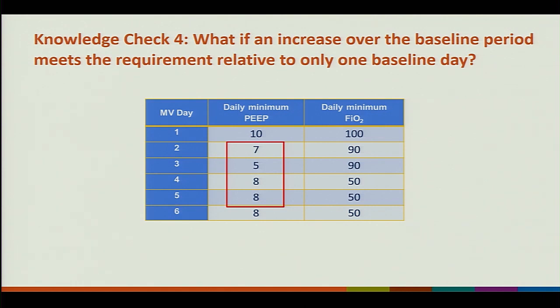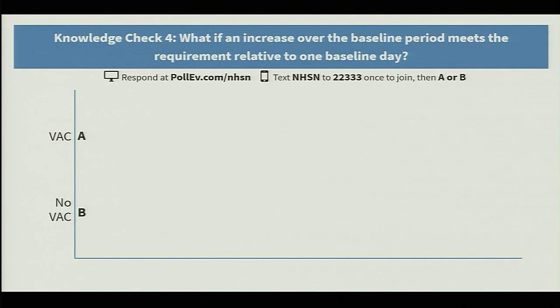Okay, now let's check 4. What if an increase over the baseline period meets the requirement relative to only 1 baseline day? Would you have a VAC or no VAC?